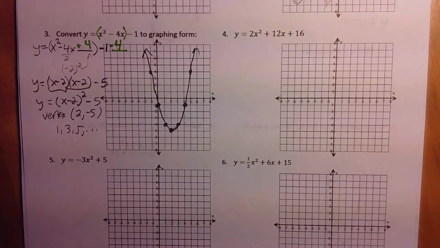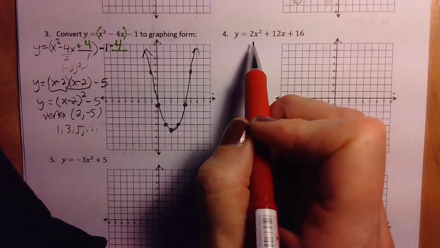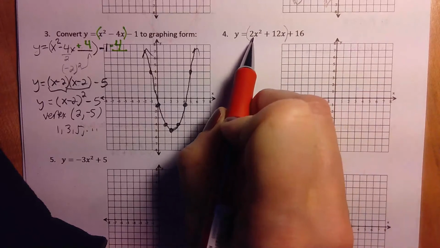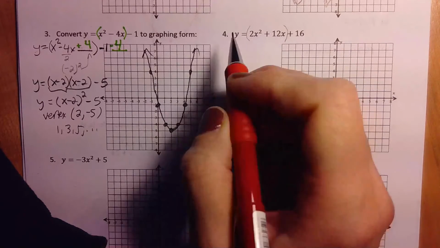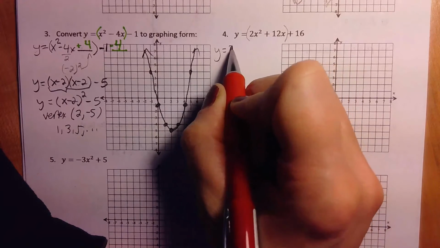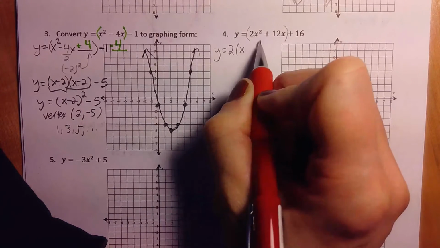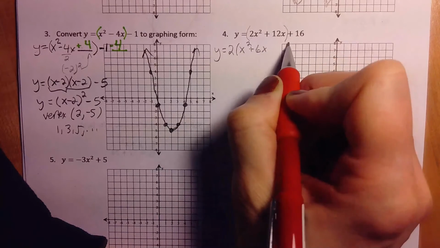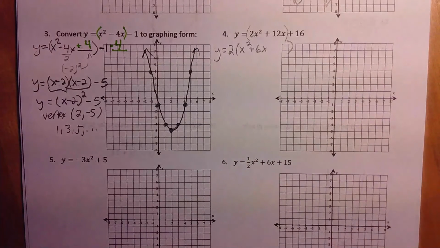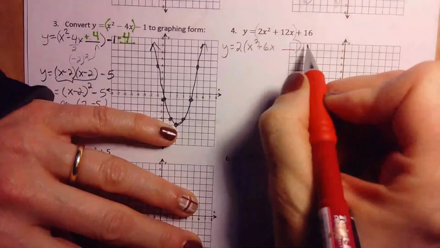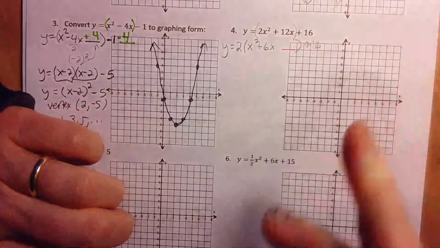Okay, number 4. This one's more complicated. So when you partition off the x terms here, there's actually a 2 in front of this x squared term. And so we have to deal with that first by factoring it out only from the x parts. So it's going to become x squared plus 6x. Leave that blank to complete the square. Don't alter the plus 16. That's going to stay plus 16.